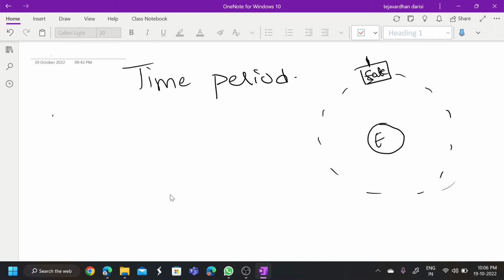Today we will derive the formula for the time period of a satellite. As in the previous class, for every satellite there are two forces that apply: centripetal force and centrifugal force. We know F out and F in. These are the two forces. Here F out is equal to F in. We saw this in the previous class also.